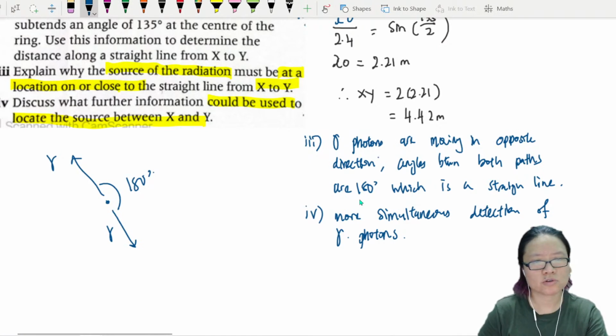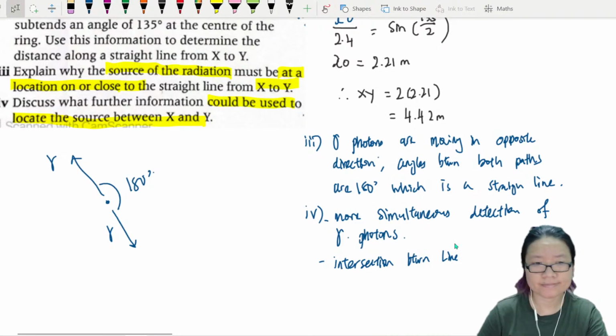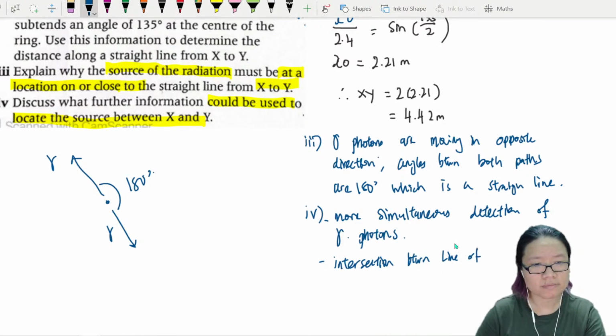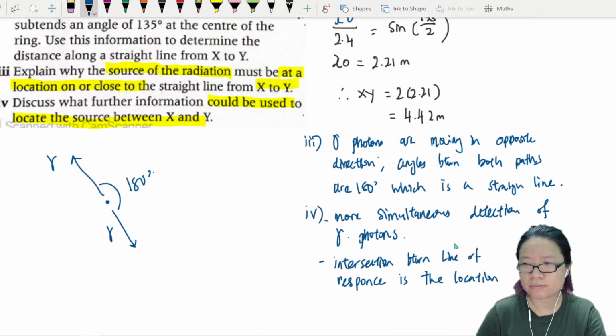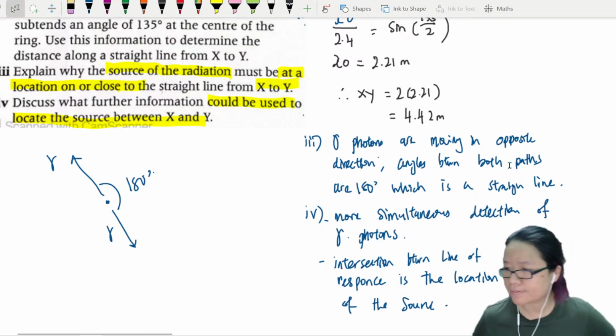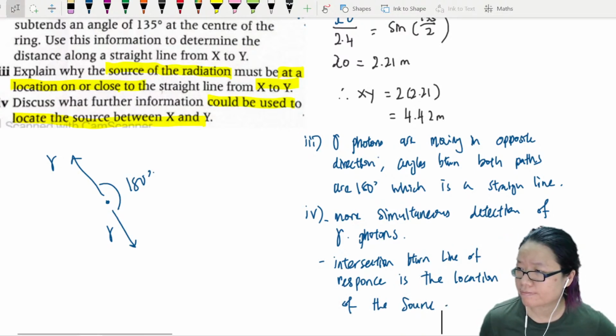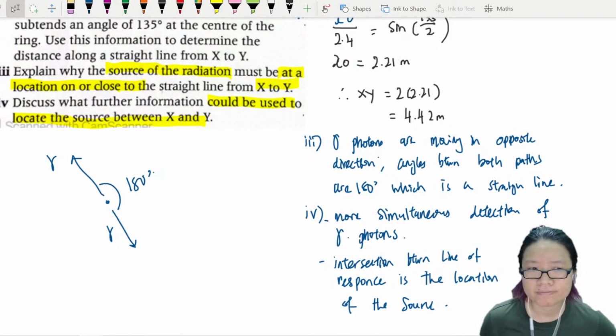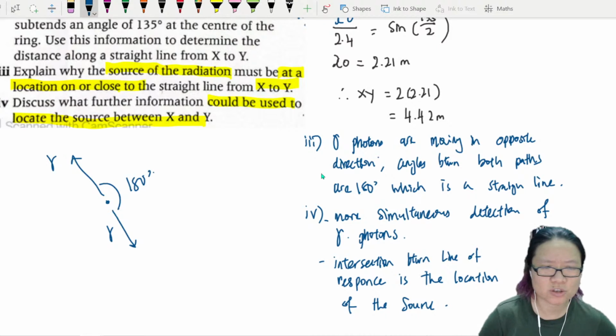Okay, so the intersection between the line of response, or the straight lines, is the location of the source. Responses, more than one, right?